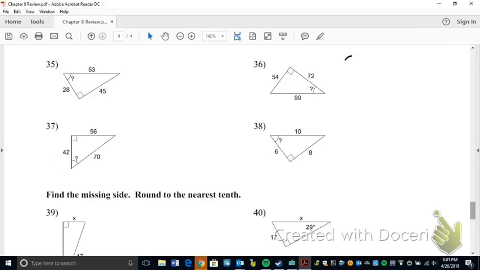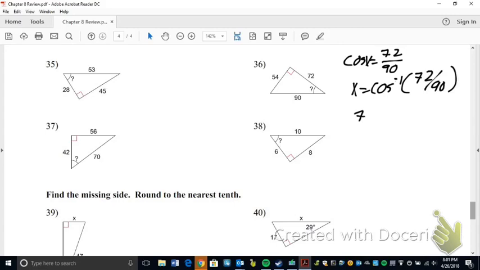Okay? So 36, I'm going to use cosine, because why not? That's adjacent, 72, over hypotenuse, 90. So x is going to be the inverse cosine of 72 over 90.